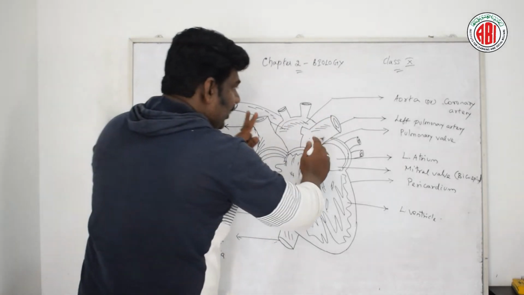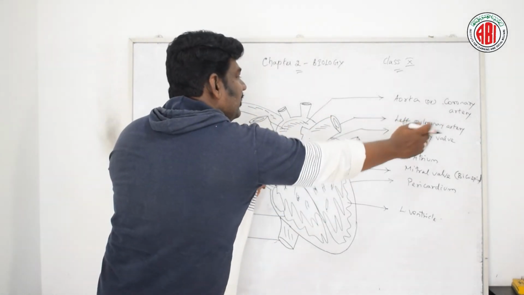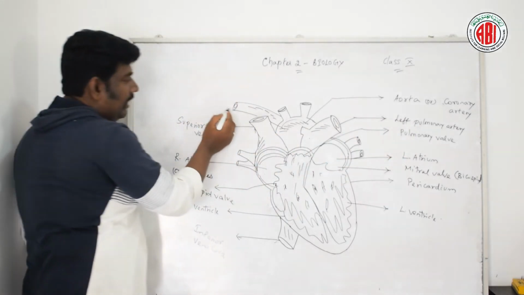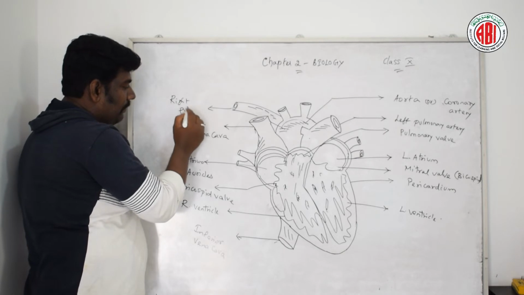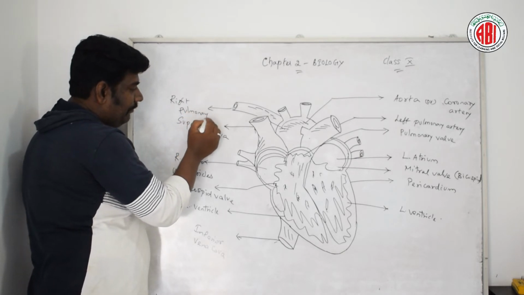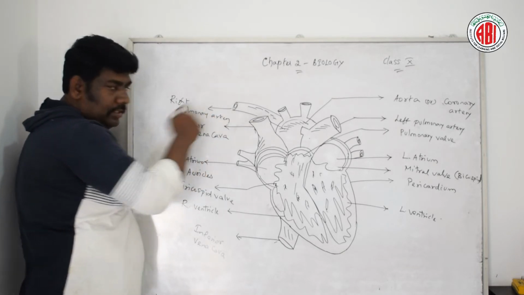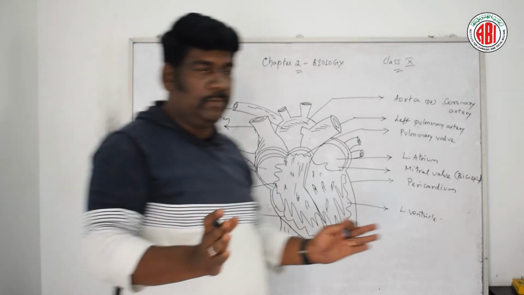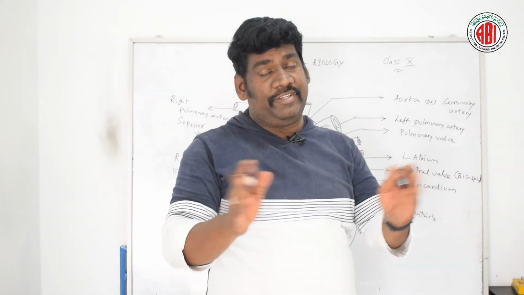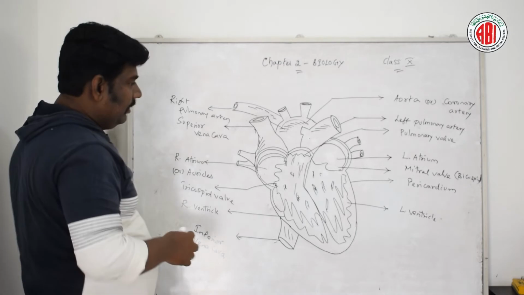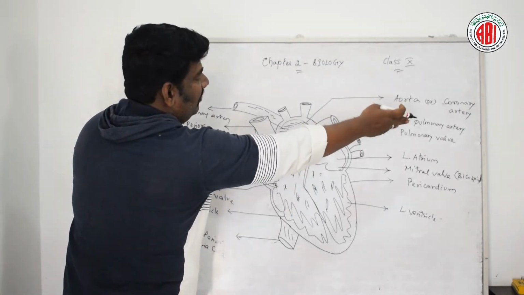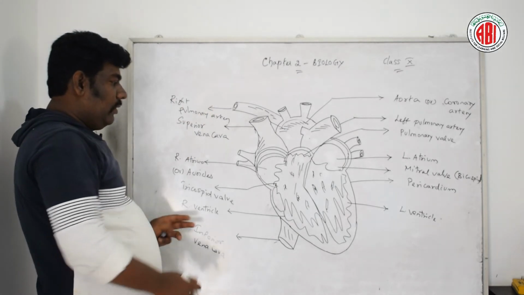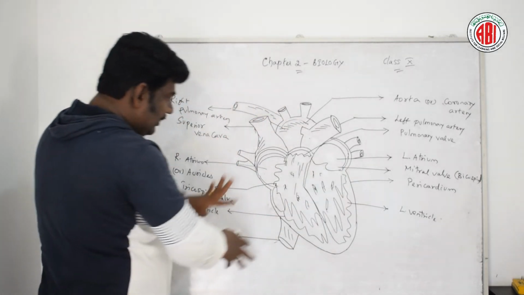The pulmonary artery which is going to the left side is called the left pulmonary artery, and the one coming from the right side is called the right pulmonary artery. Like that we can mention both and differentiate between them. So this is the pulmonary artery, that is the left side, and this is the right side. Okay, now all these labelings are done.